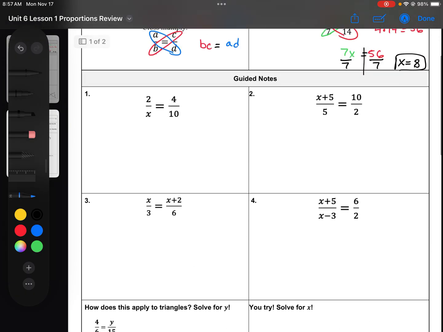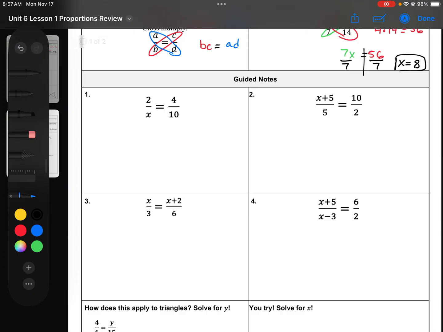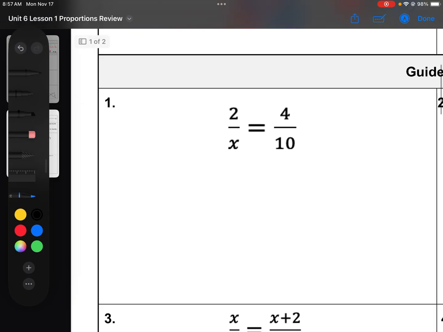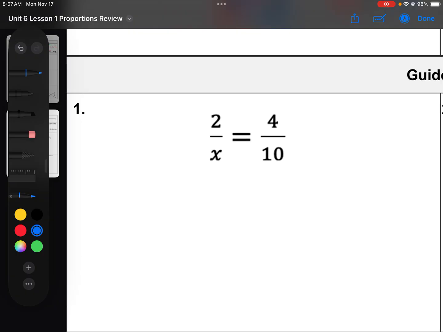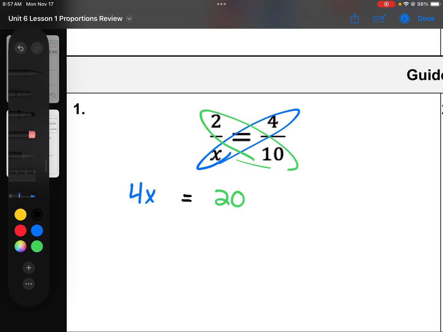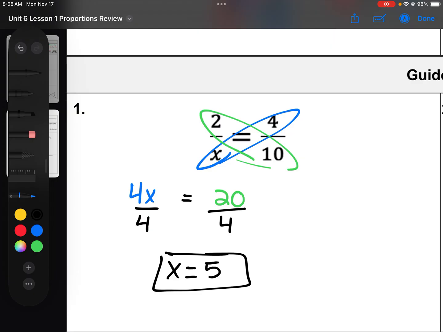I'm going to go through these examples. What I would recommend is that you pause the video and see if you can work it out before I do. But I'm going to go ahead and work these out really quick and explain them as I do so. So I'm going to cross multiply. That becomes 4x equals 2 times 10 is 20. So then we're going to divide both sides by 4. And then we have x is equal to 5. Since that is my final answer, I'm going to box it.